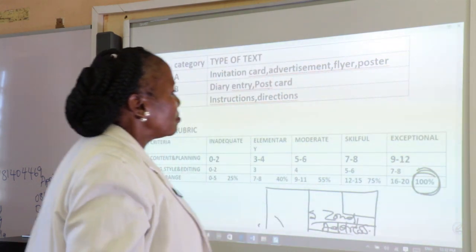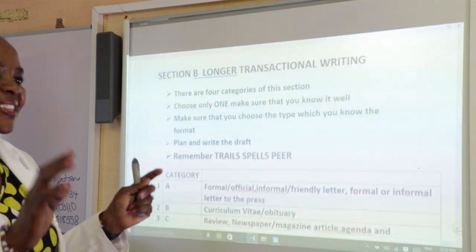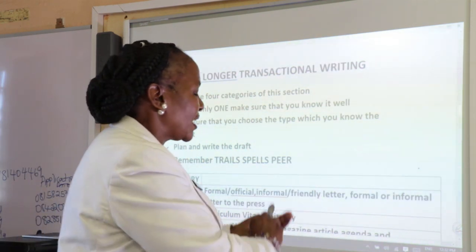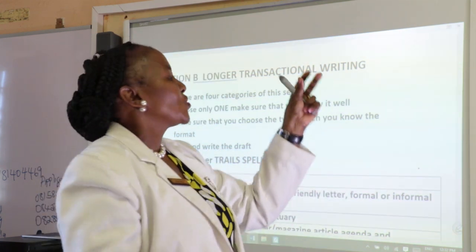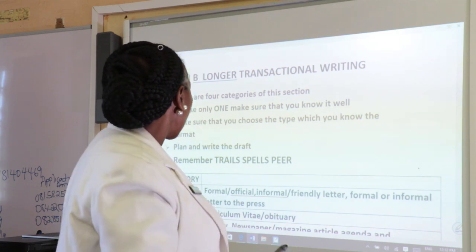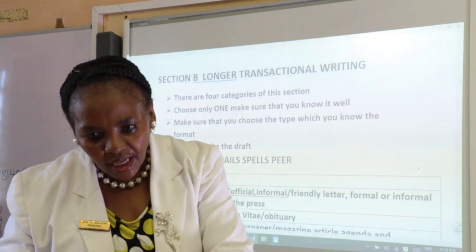Now, section B. Section B is worth 30 marks. And again, if they get 20 marks for section C, we want them to get 30 marks and then they will have level 4. Section B, it's longer, the other one was shorter.